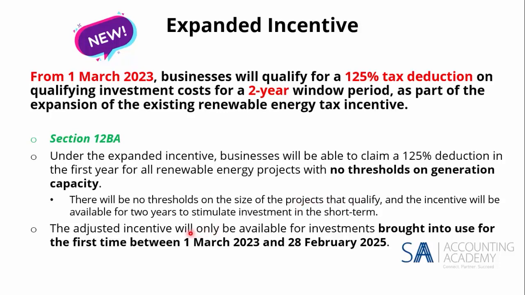This adjusted incentive will be available for investments that are brought into use for the first time between the 1st of March 2023 and 28 February 2025. So that's the 2-year period now. What happens now when we're looking at existing ones where the previous year we claimed Section 12B? That doesn't mean that you can now all of a sudden claim 12BA, because it's only available if you brought the asset or the investments into use for the first time in the 2-year window period.